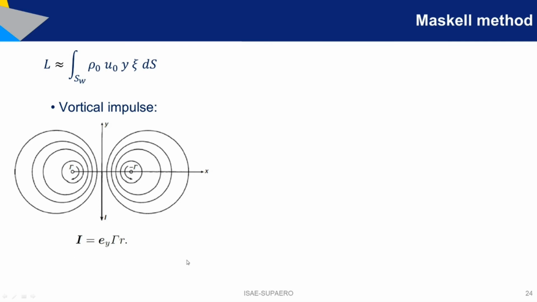And if you take a look at this, basically it's the same thing. Instead of talking about the circulation or the magnitude of the vorticity, we are talking about the product of the vorticity times the surface.